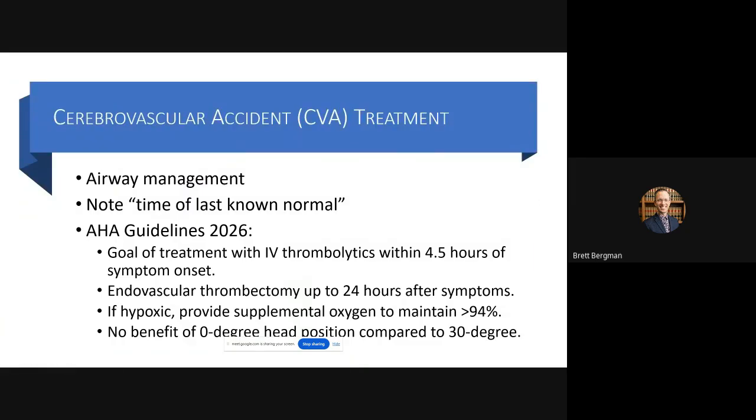Airway management is really critical in these patients. And then it's really helpful for the hospital if you note when their last time normal was. When you're getting that history of when they started having symptoms, you want to note what that time was, maybe write it on a piece of duct tape, last known normal and the time, and stick it on their jacket or something, because that is very valuable to the hospital.